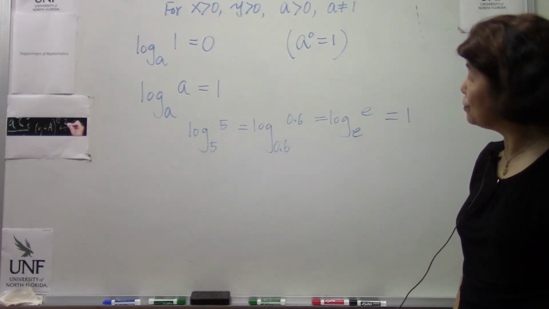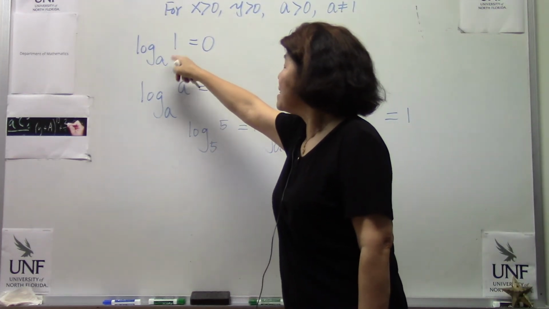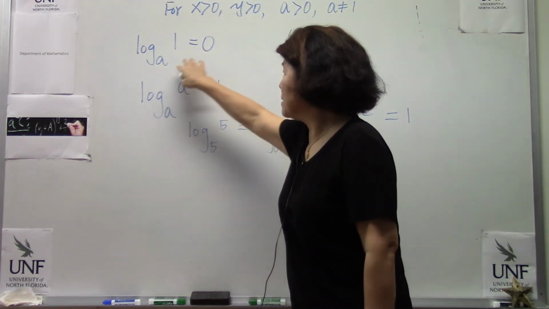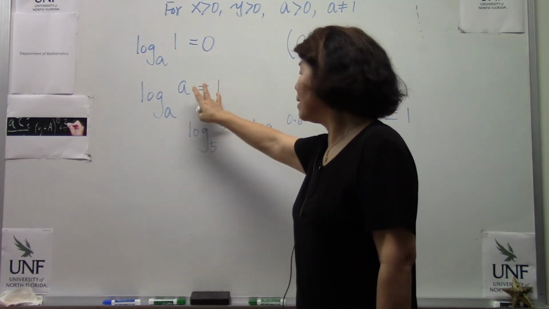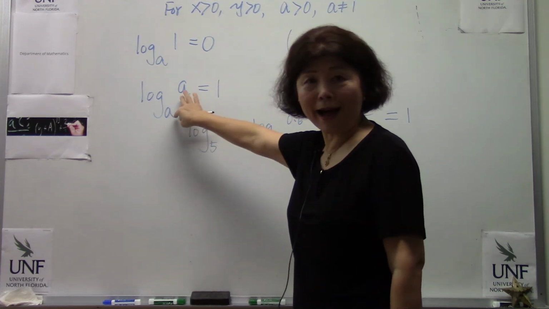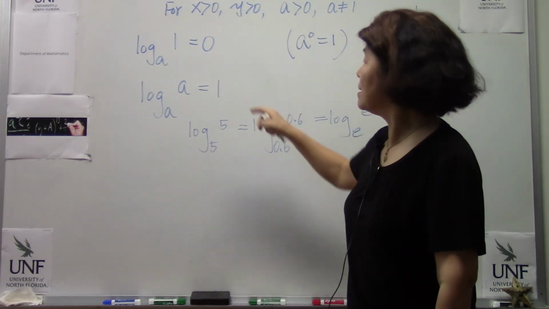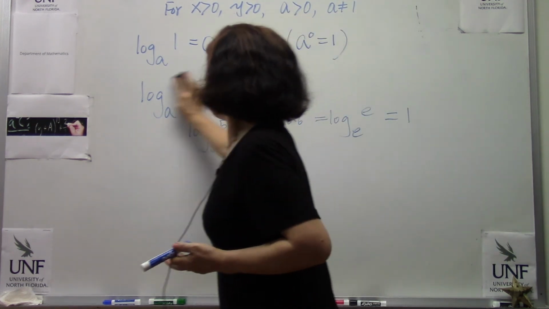Okay? So two different things. For this one, the argument is 1, then regardless of the base, the answer is 0. For this one, again, regardless of the base, but the argument is the matching number, they are identical. In that case, the answer is 1. Okay? All right.